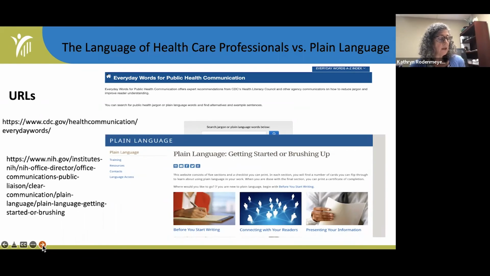And then third is the National Institutes of Health. They have a plain language guide as well. They've established a clear communication initiative that focuses on achieving health literacy objectives. The page on plain language has information about training and links. Those will be made available afterwards as well, if you are interested in those.